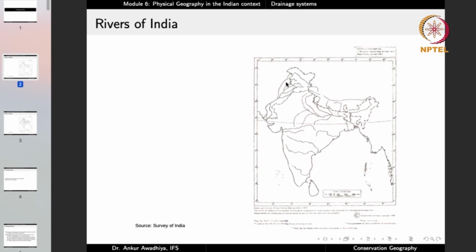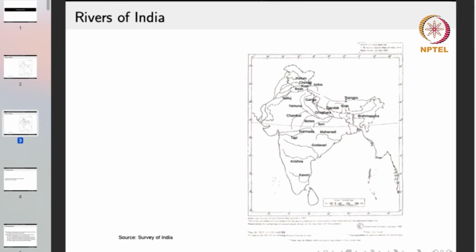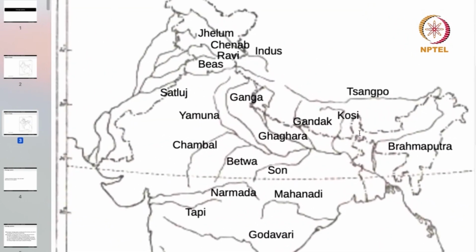A lot of our rivers move from north to south, but we also have a large number of rivers that move from south to north, like these rivers. Some rivers move from west to east, some rivers move from east to west. Now the question is, why do we have these sorts of patterns? So let us begin by discussing what all rivers do we have. So let us zoom in on this image.